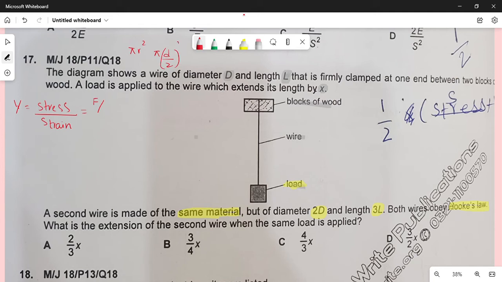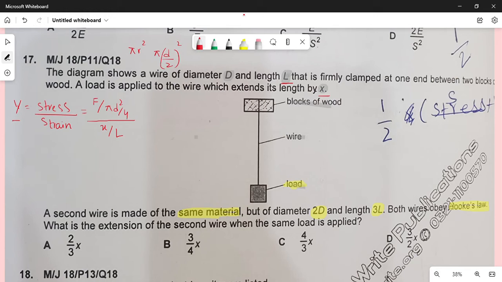So we can write it as pi d squared over 4, divided by strain, which is extension over length. The extension is x and the length is L. So we have calculated Y in terms of d, F, x and L.